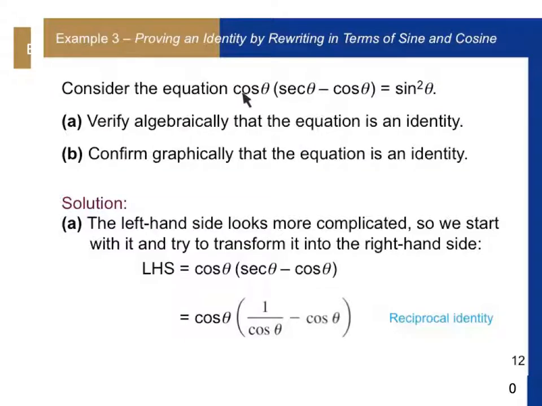Okay, let's look at this expression. Cosine of theta times (secant of theta minus cosine of theta) equals sine squared. First of all, we want to verify that it's an identity and confirm that graphically. Okay, so let's do the left-hand side because it looks more complicated. So change this to 1 over cosine, secant. So we're using everything in sine and cosine. And then we have cosine of theta times (1 over cosine minus cosine). Okay, using the reciprocal identity there. And when we distribute cosine of theta on this, cosine of theta times 1 over cosine of theta is 1, and this will be cosine squared of theta. So we get 1 minus cosine squared of theta.